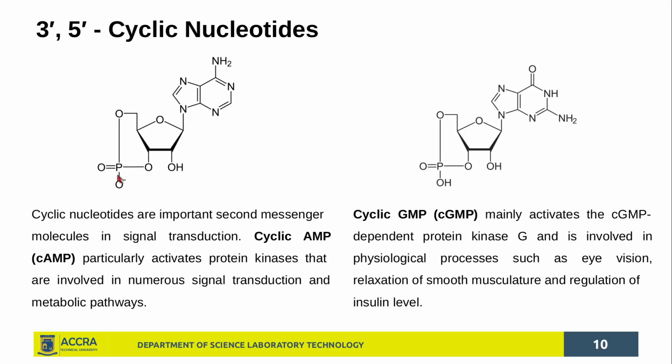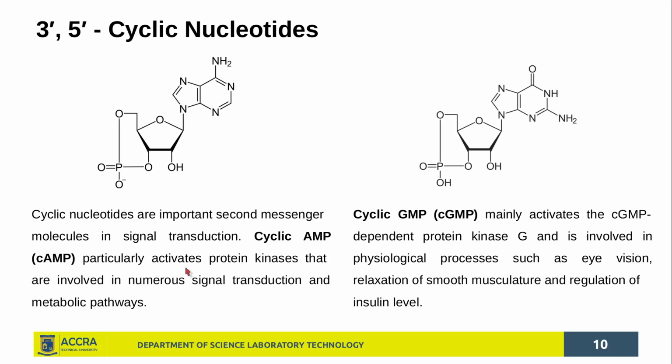Now, these cyclic nucleotides are not found in DNA or RNA. You do not find these in nucleic acids, but they act as second messengers in the activation of enzymes that are responsible for the transfer of phosphate groups from one molecule to the other. These cyclic nucleotides act as second messengers, the transferers of these phosphate groups.